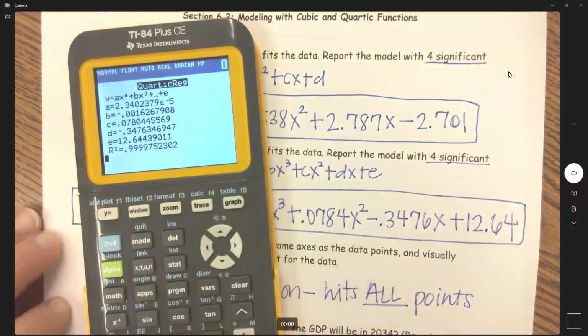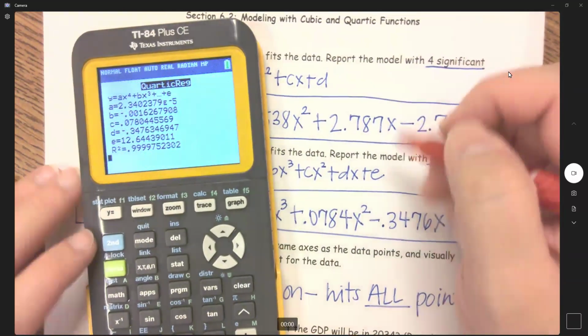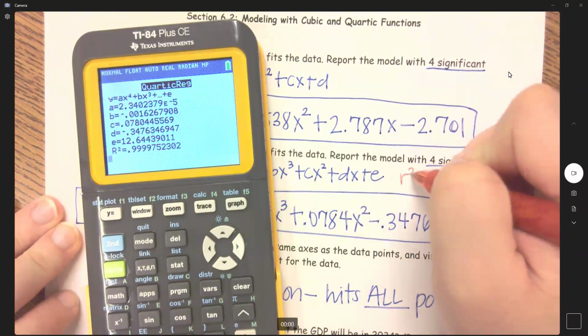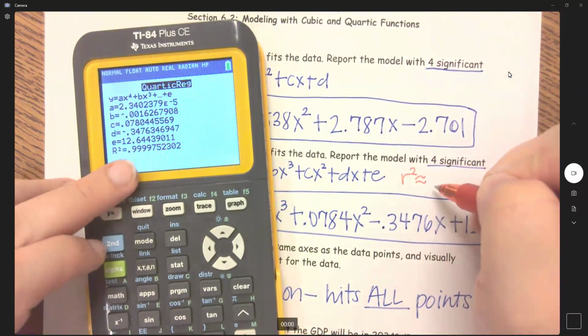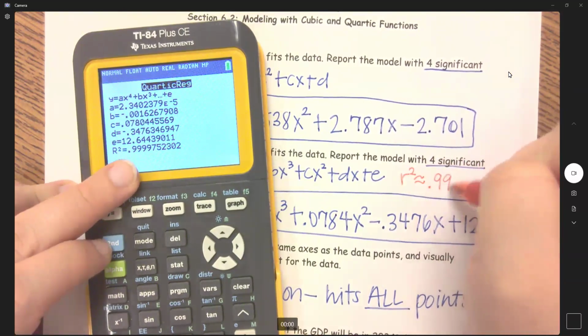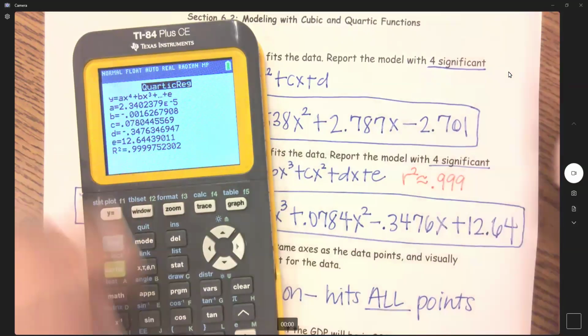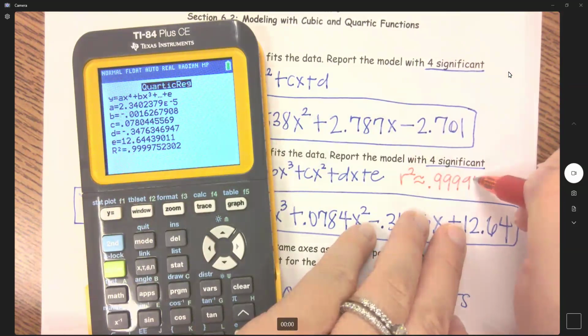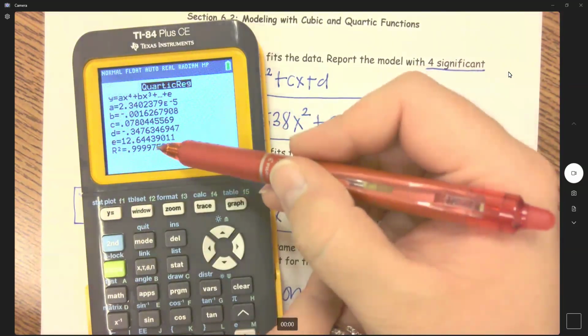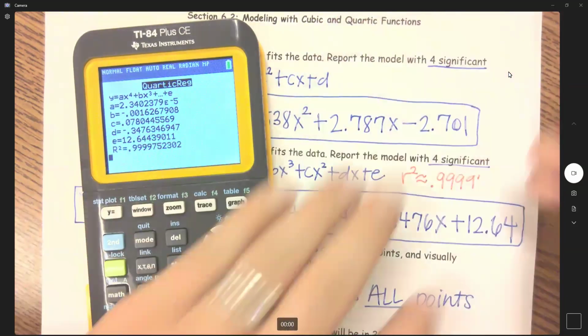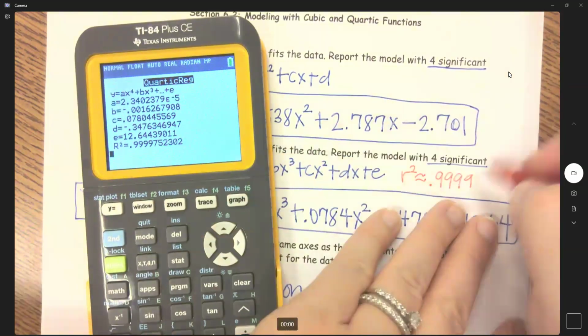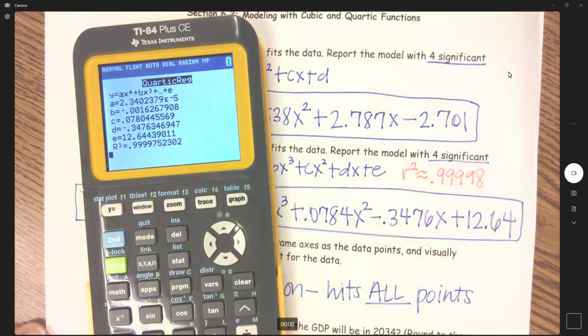So here is my R squared. Let me write this in a different color. My R squared is about 0.999. How many nines? 1, 2, 3, 4, 9. And then that 5 would make that 7 go up. So we're going to say 0.9998. Okay, that's insanely close to 1.